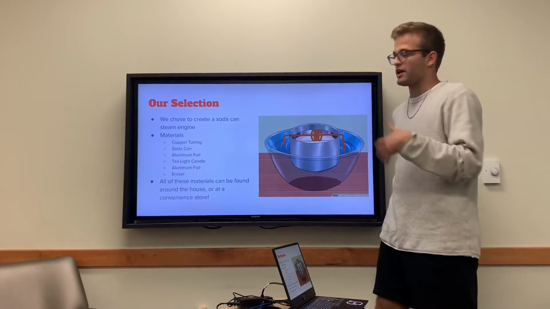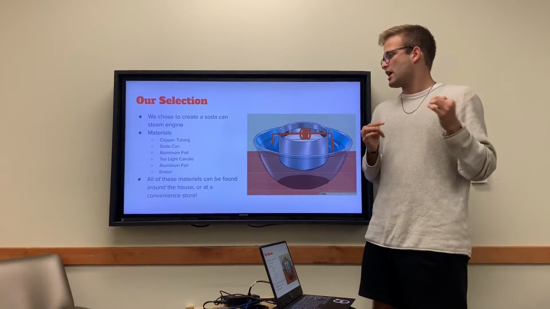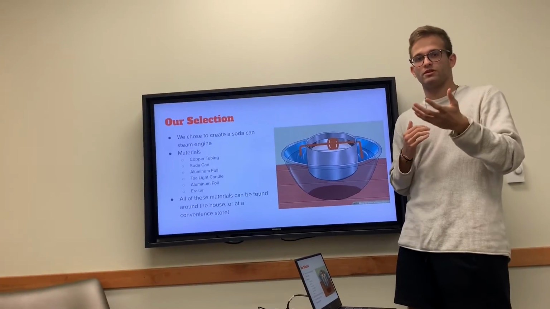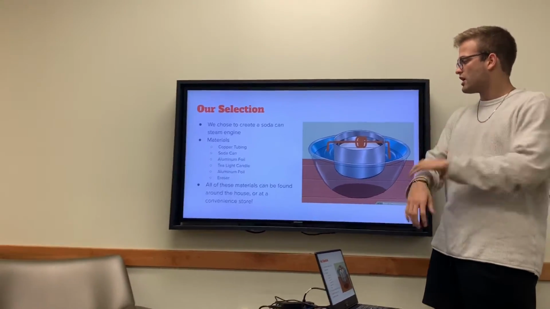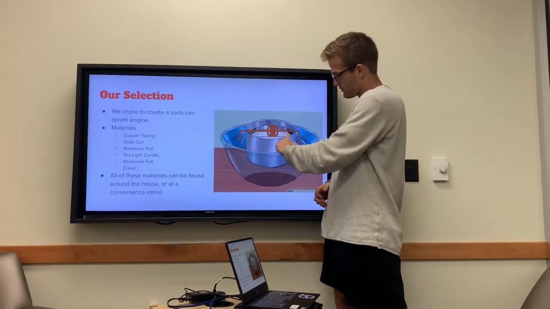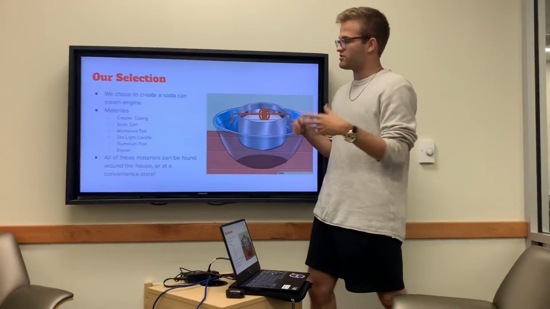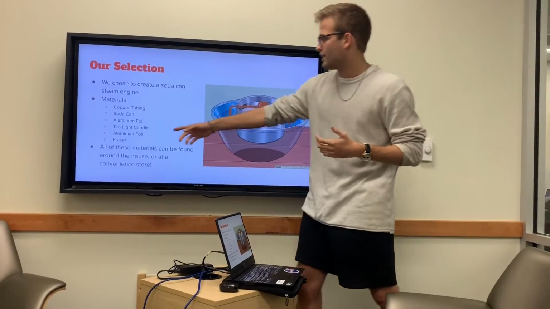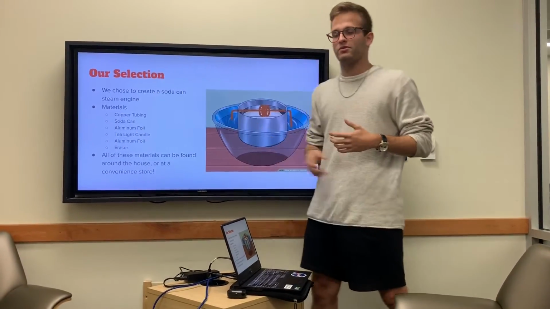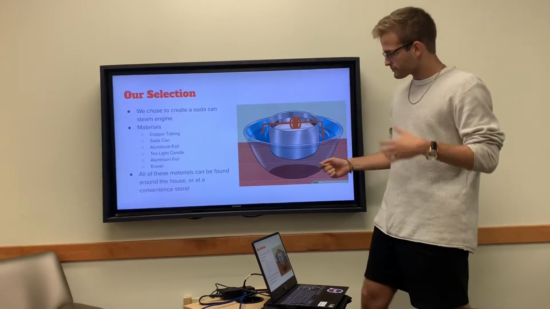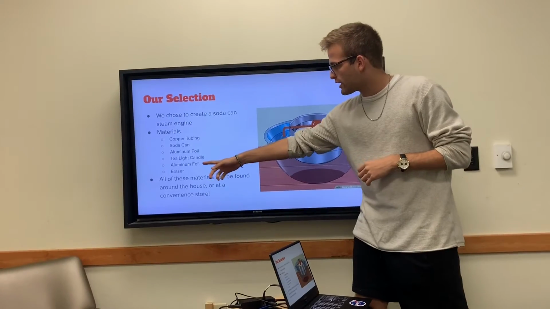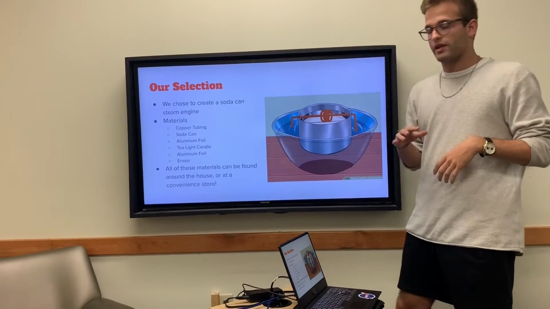Basically, we chose to create a soda can steam engine. So here's some of the background of the materials we used to implement into the soda can steam engine. So we have copper tubing right here. We also have a soda can. We chose an Arizona can, just something crazy. Aluminum foil, to wrap around. Also a tea light candle, which is the main heat source, and an eraser used as a weighing tool.